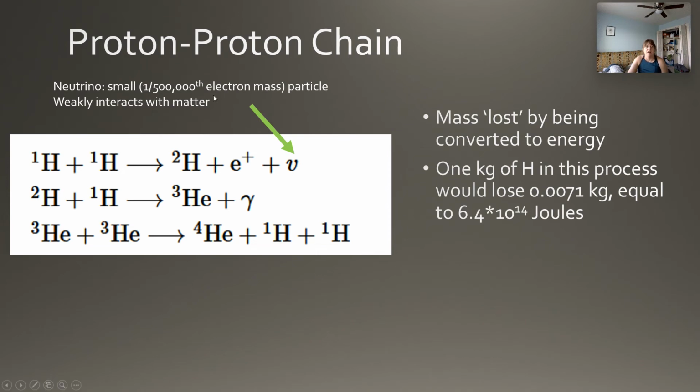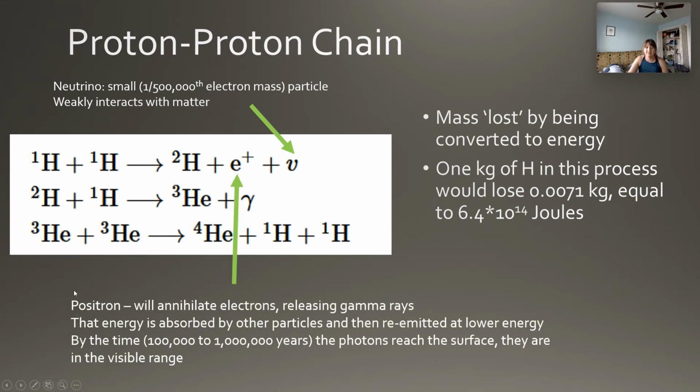Okay, so again, a neutrino is a super, super small particle, and it weakly interacts with matter. And a little bit more about the positron here. A positron will annihilate electrons because a positron is the antiparticle of an electron, and it releases gamma rays. That's happening in the center of the sun. So that gamma ray is then absorbed by other particles and then re-emitted at lower energy.